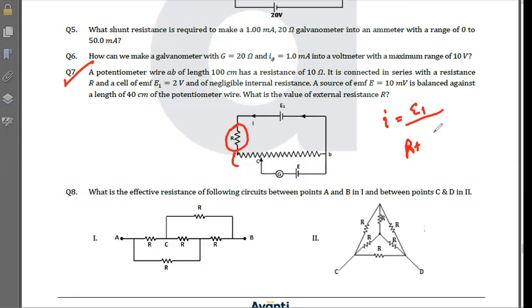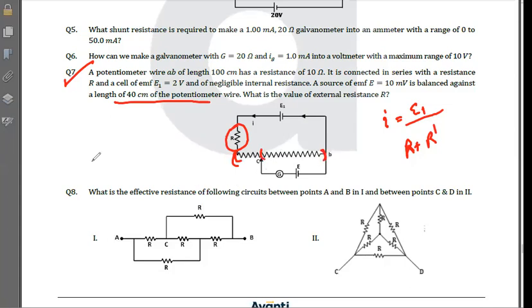Tell me, everyone. So I will just call this R as R dash. ठीक है, R dash. यहाँ से यहाँ तक के हम R को R dash बोल रहे हैं. Yes or no? Anyone have any doubt? ठीक है? Clear? Now अभी देखो यहाँ पे क्वेश्चन पूछा क्या है? It is balanced against a length of 40 centimeter of the potentiometer wire. This is 40.